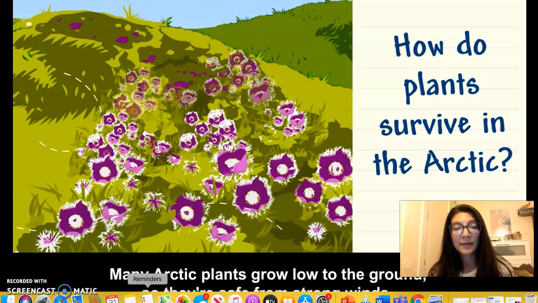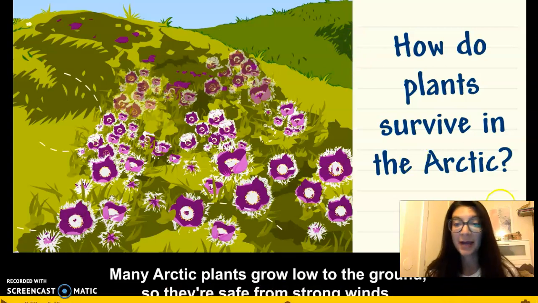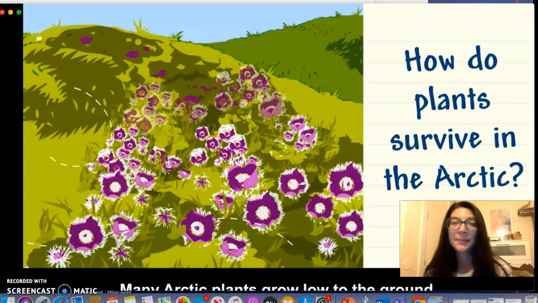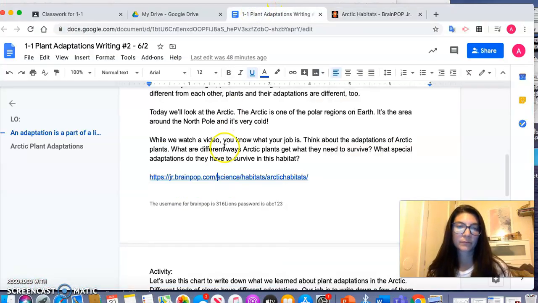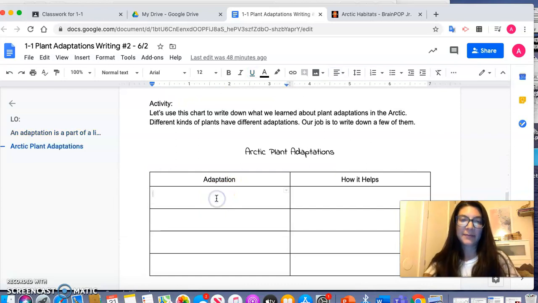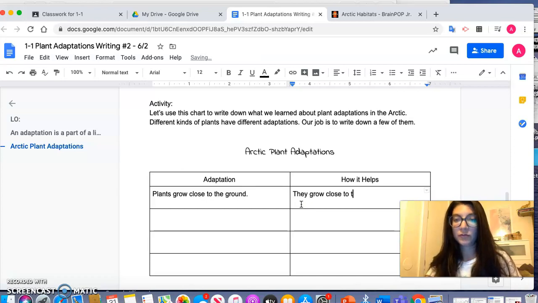So I'm going to put one of the things that I heard. There were a few other things, but I'm just going to put down one because I want you guys to do the rest. I'm going to put down the adaptation is plants grow close to the ground. It said they grow close to the ground because, or so the wind.